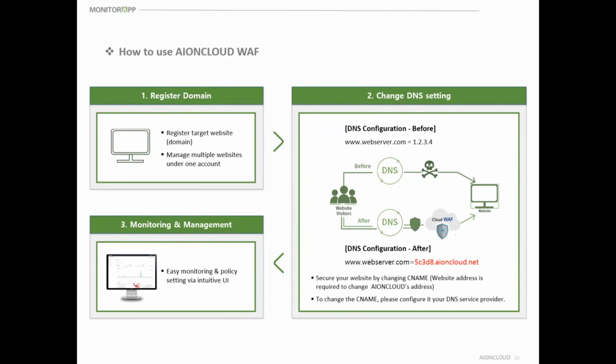For example, if your web server is www.webserver.com and this domain's destination is 1.2.3.4, your web server's destination is 1.2.3.4 as an IP. Then you need to change the destination from 1.2.3.4 to the CNAME, as in the diagram, the red colored characters. Like this.